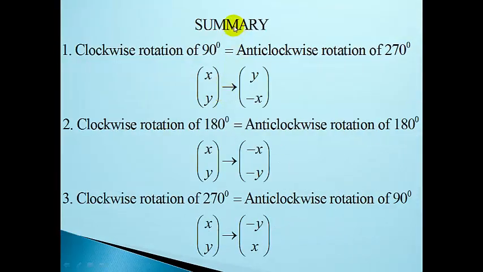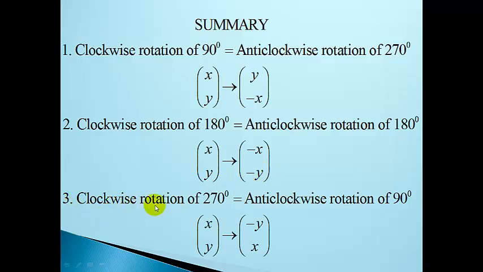Now let's take a look at the summary. One, clockwise rotation of 90 degrees is the same as anti-clockwise rotation of 270 degrees. That is, it has the same mapping, xy maps to y minus x. Two, clockwise rotation of 180 degrees is equal to anti-clockwise rotation of 180 degrees. It has the same rule, xy maps to minus x minus y.